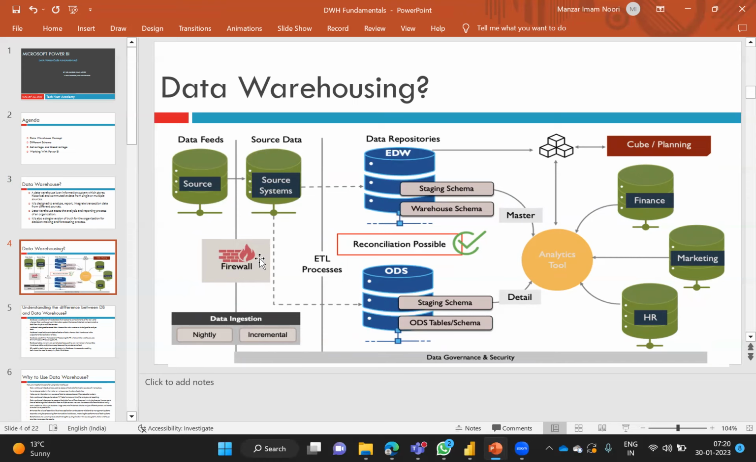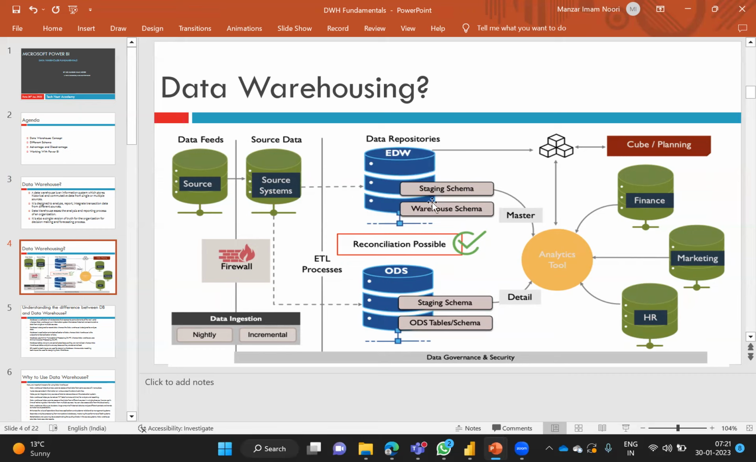So generally, what happens? The data is pushed to the data warehouse during the non business hours, once the business is closing, right? Then the data is transferred to the data warehouse from the transactional systems. So that's what happens. Data integration happens from all the different sources, and it is moved to the data warehouse.